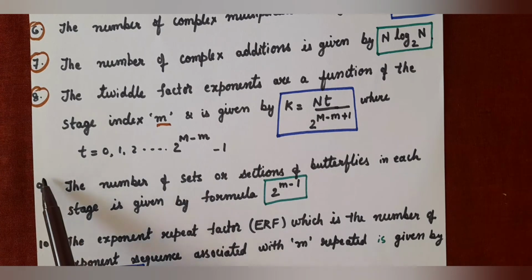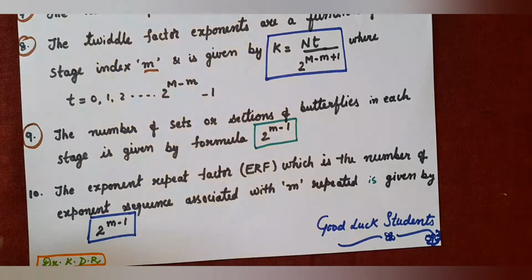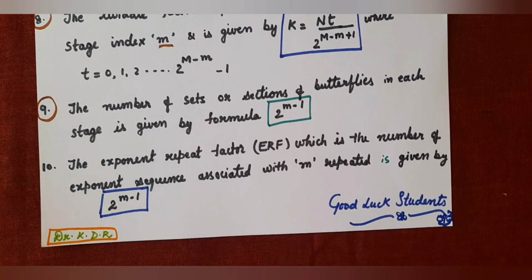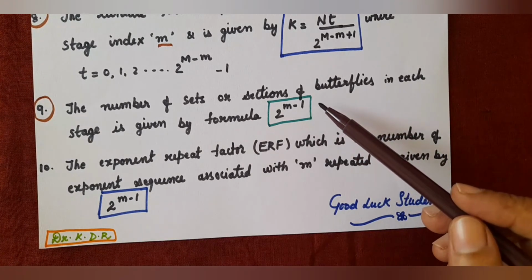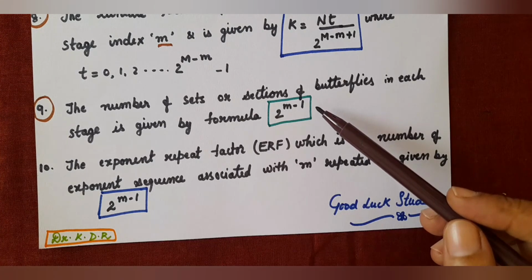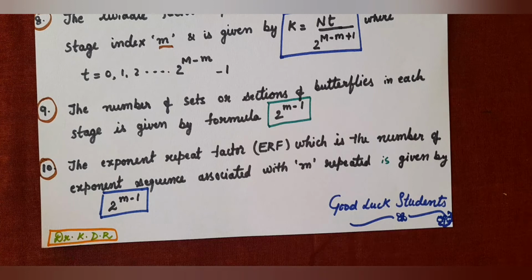The ninth step is the number of sets or sections of butterflies in each stage is given by 2 to the power of small m minus 1. The number of sets of butterflies in each stage is given by 2 to the power of small m minus 1. The 10th point is the exponent repeat factor ERF, which is the number of times the exponent sequence associated with the small n is repeated, is given by the formula 2 to the power of small m minus 1.